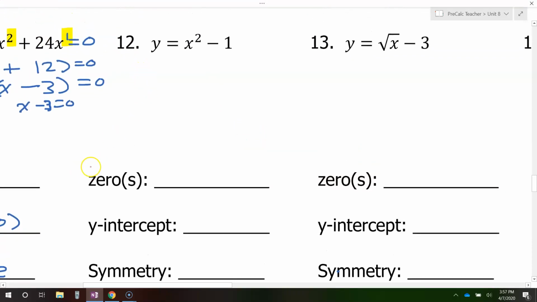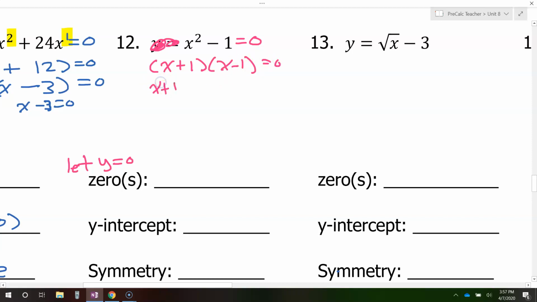So for the zeros, remember, we're going to let y equal 0. That's how we get the zeros. In other words, you just set the entire function equal to 0 and you solve it. This can be factored. This is the difference of two squares, so this will factor as x plus 1, x minus 1.